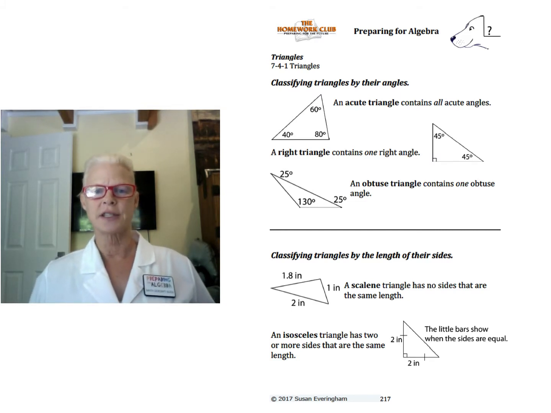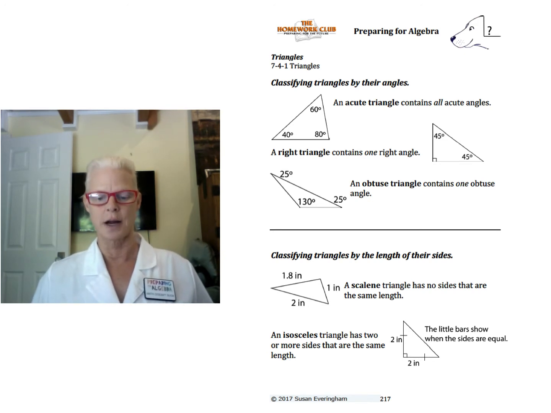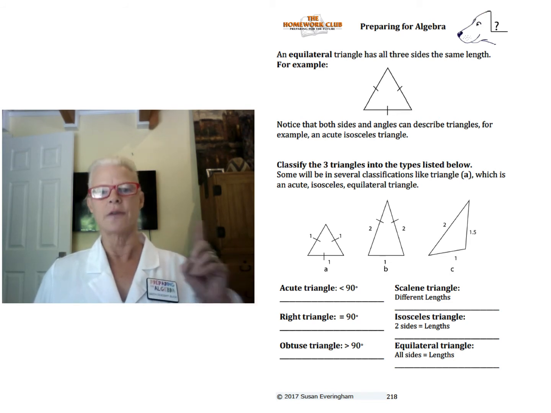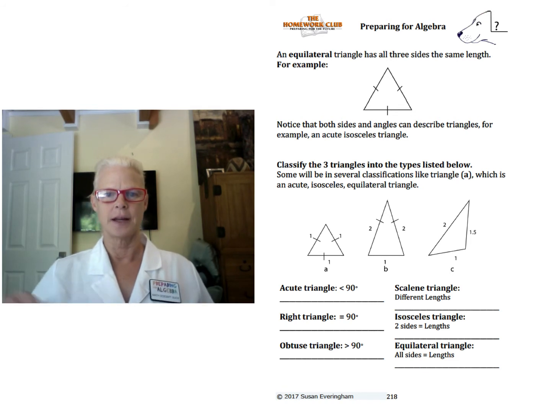Great. Pages 217 and 218 are classifying triangles. We have acute triangles, obtuse triangles, right triangles, scalene, and on the other page, equilateral triangles. Now, classify the three triangles below on page 218, A, B, and C, into these six categories, remembering that you can have one triangle in several classifications. Okay, and we'll go on to the next page.